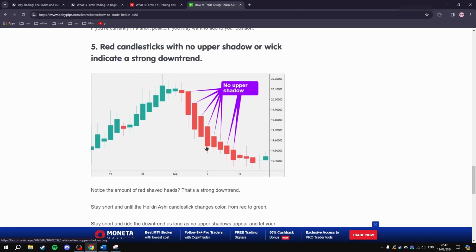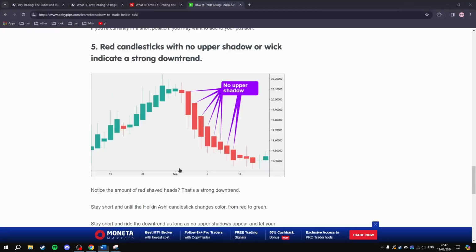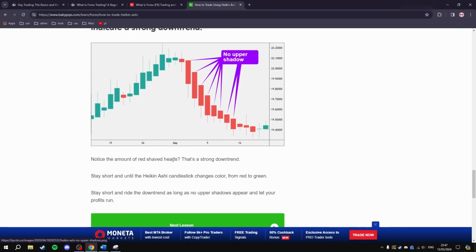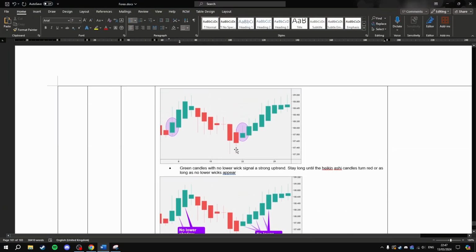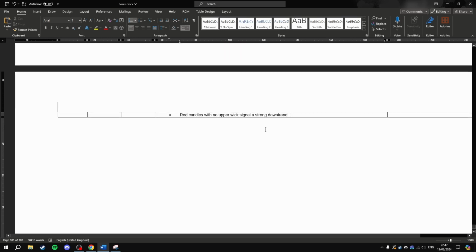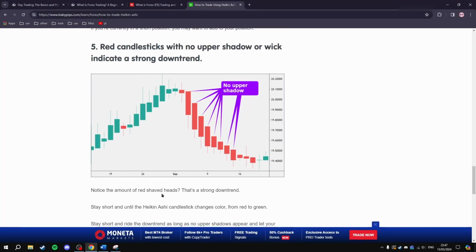Red candlesticks with no upper shadow or wick indicate a strong downtrend. So this is the opposite of the green one. Red candles with no upper wick signal a strong downtrend. Notice the amount of red flat heads, that's a strong downtrend.